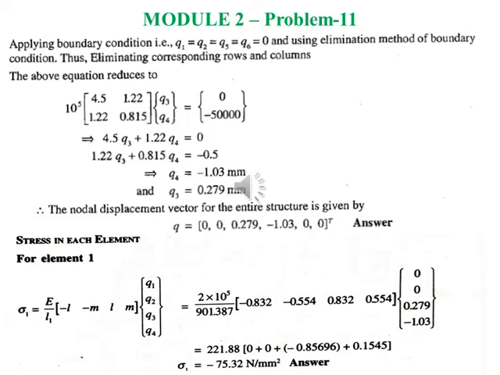So stress sigma 1 is given by E by L into minus L minus M L M into Q1, Q2, Q3, Q4. So substituting the values and calculating, we get sigma 1 to be minus 75.32 Newton per millimeter square. So we have calculated the stress in the first element. Similarly, the stress in the second element we have to calculate, which is seen in the next slide.